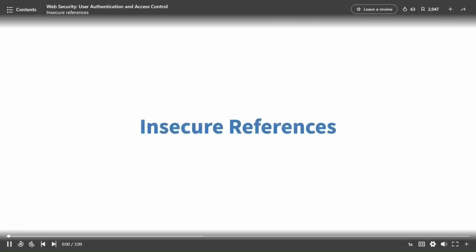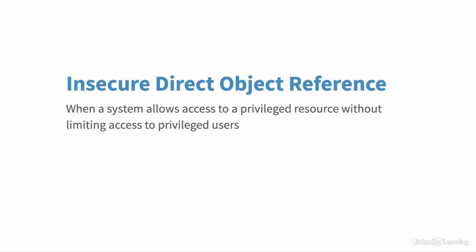In this chapter, we will discuss access control, and we'll start by learning about insecure references. Insecure references are a vulnerability that frequently affects websites. An insecure direct object reference, or IDOR for short, is when a system allows access to a privileged resource without limiting access to only privileged users. Put more simply, a user can access something they shouldn't be able to access.